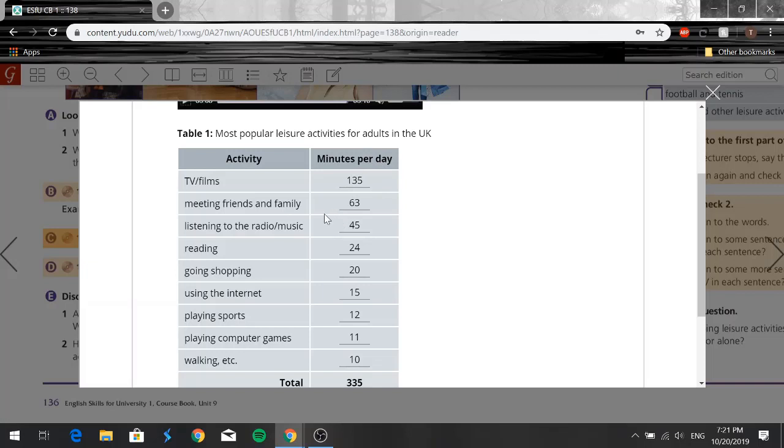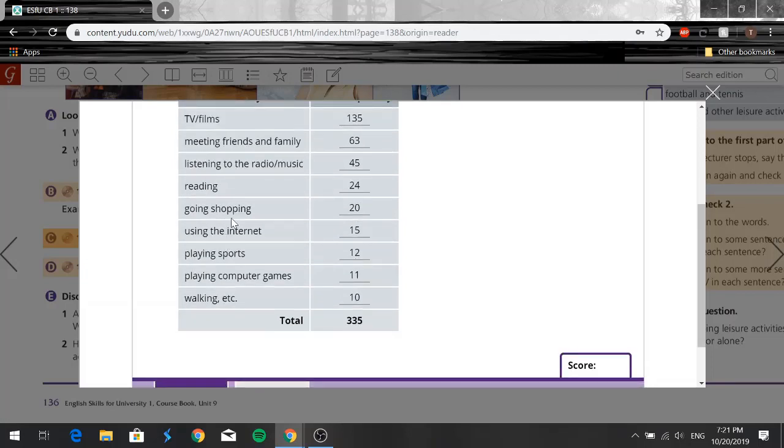After that, we have listening to the radio or music, which takes up about 45 minutes per day on average. And coming in at fourth place is reading, which takes about half an hour, 24 minutes to be exact, right? Then we have going shopping, and going shopping here means to go shopping for groceries, for clothes, for, I don't know, anything else. So not just for clothes and bags, but anything else, whether it's food, whether it's clothes, it depends, okay? So that takes about 20 minutes every single day.